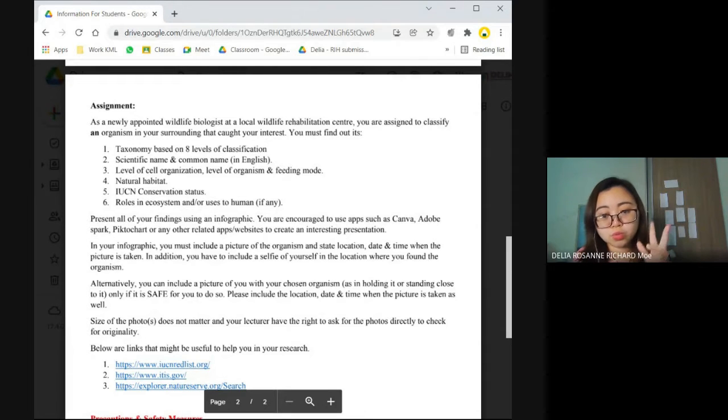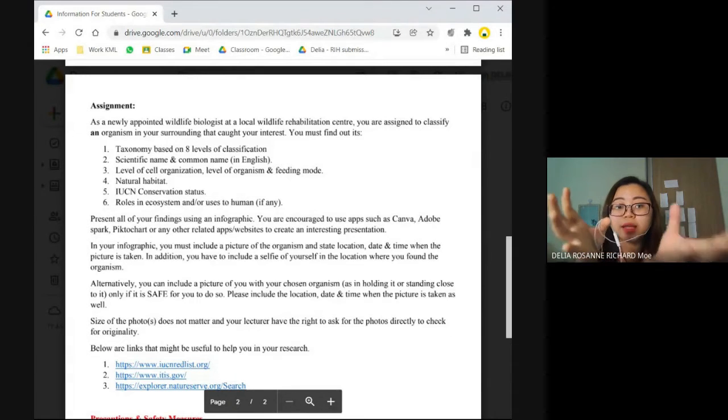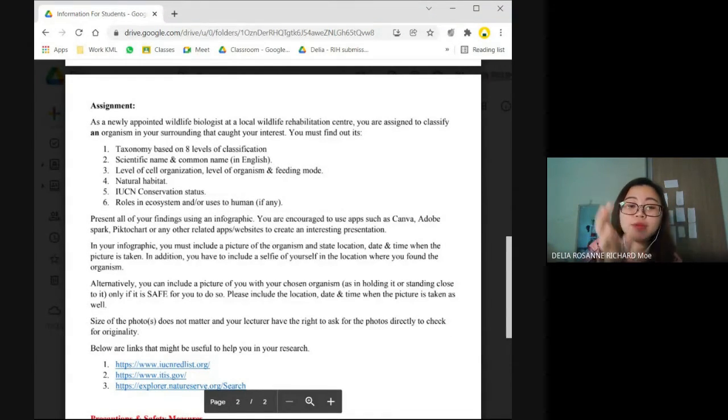So you need to take 2 pictures lah. Kalau benda itu kamu tidak selamat untuk diangkat, tolong ambil 2 gambar. 1 gambar organism, 1 gambar selfie kamu di tempat di mana kamu jumpa organism tersebut. If you are able to hold it or stand very close to it and you're not in danger when you're standing close to it, so contoh organism yang kamu pilih adalah ayam. Dan kamu mampu untuk tangkap ayam dan pegang ayam dan posing dengan ayam, then you can just share 1 picture of you holding the fish, the ayam.